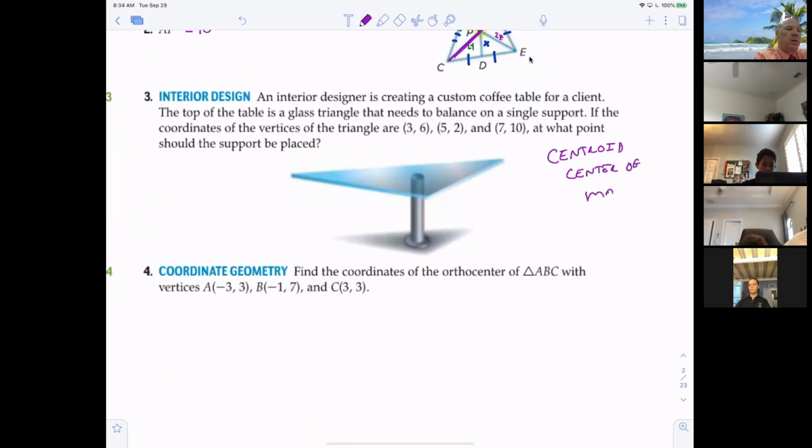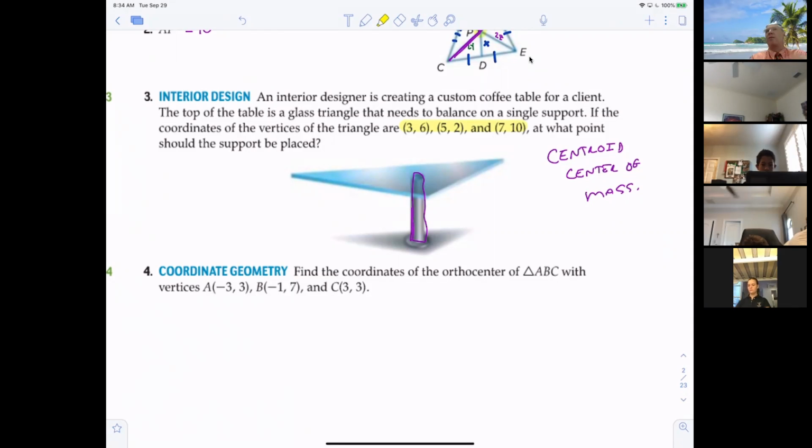That's why if you put this leg, whatever you want to call it, on the centroid, the triangle would stand perfectly. It would be able to sit on that piece. So now, here's the interesting part. It's going to give us this information, and you have to find the centroid. So that's what we're going to try to do right now.